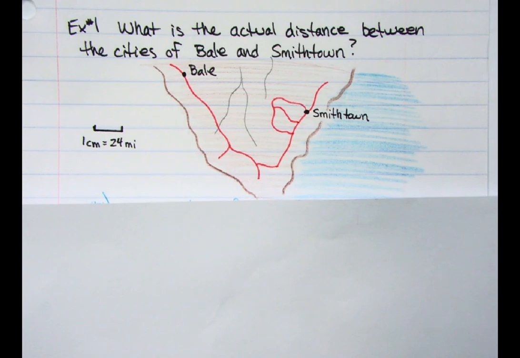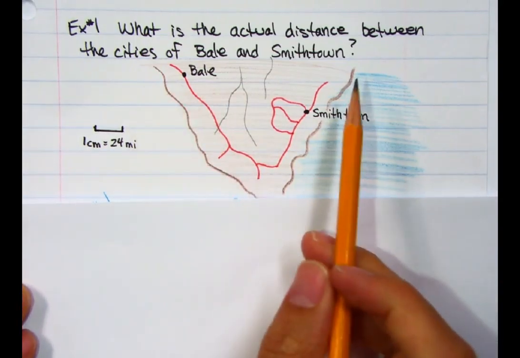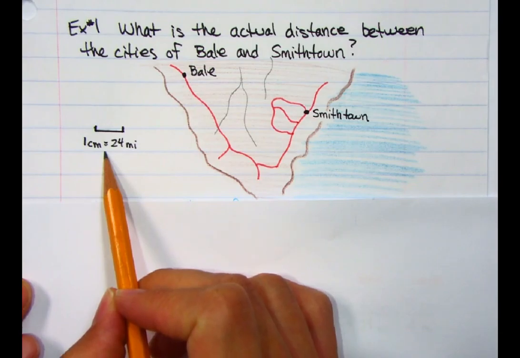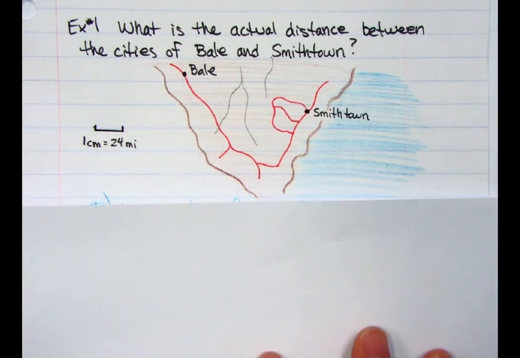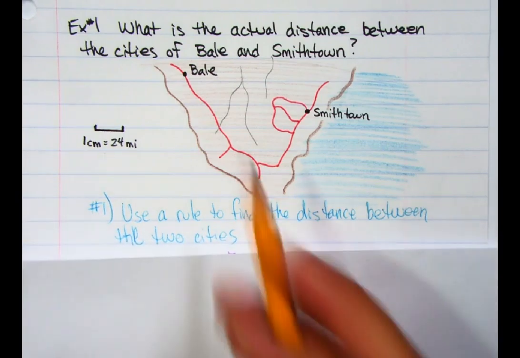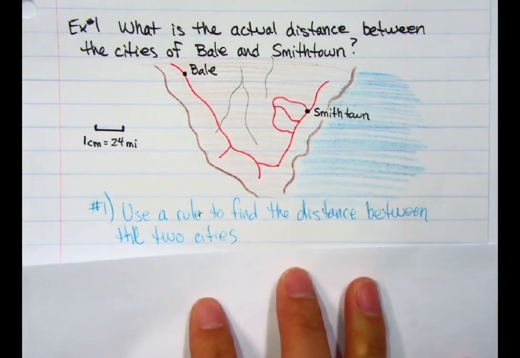Here's your question. What's the actual distance between the cities of Vail and Smithtown? I just made these up here, but okay, so you can just kind of sketch this real quick. I will tell you, though, that 1 centimeter is equal to 24 miles. So the first thing is I want to use a ruler to find the distance between the two cities.